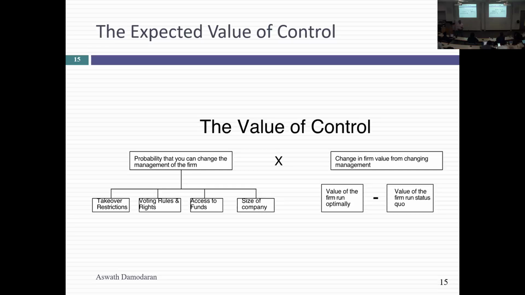The value of control comes from asking a second question. What would the value of my company be if someone else ran the company? It's kind of played out with Disney in the last few months, right? Nelson Peltz saying, I think the company can be run differently. And Bob Iger saying, no, I think I know how to do this. Bob Iger might have won that first skirmish.